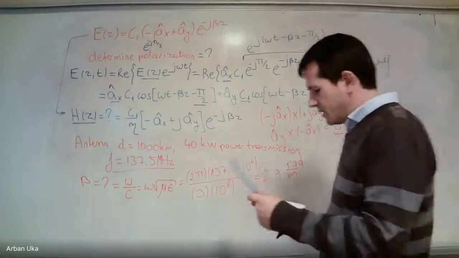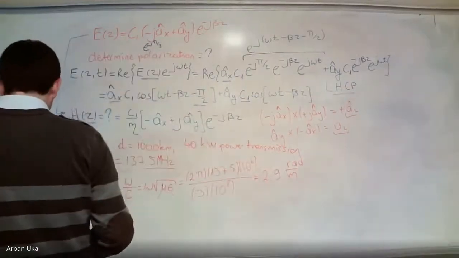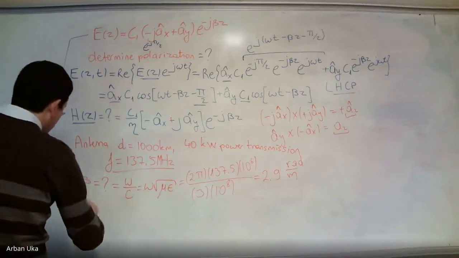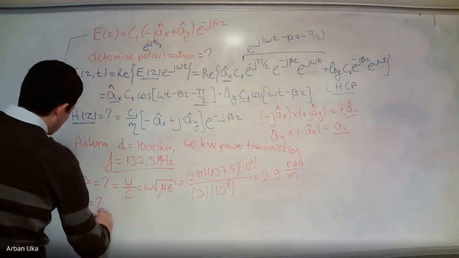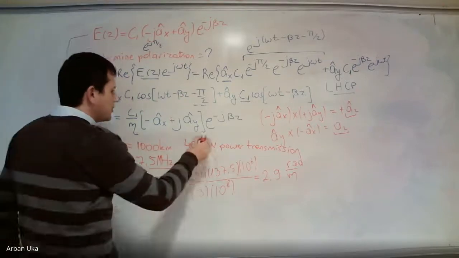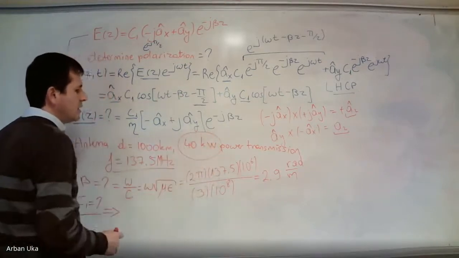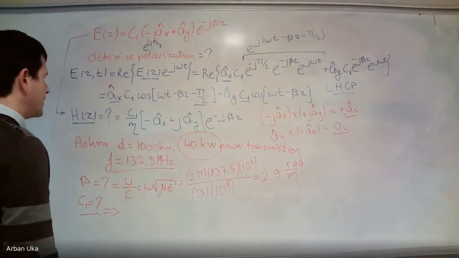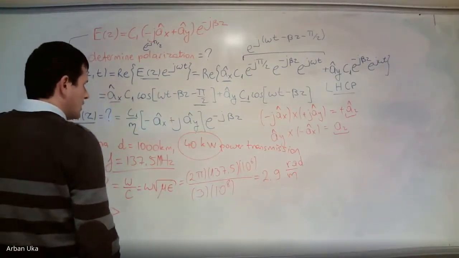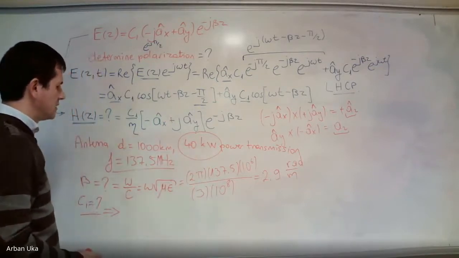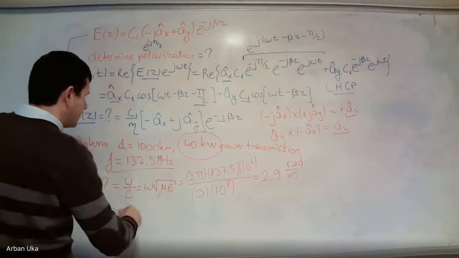Then another important parameter that we may try to determine is the amplitude of E, which is the following. What is C1? So if we're asked what is C1, how can we determine it? We have to find a relationship with this power here. If we have 40 kilowatt of power transmitted, we have to figure out, so this is total power transmission. We don't have here any watt per meter square.